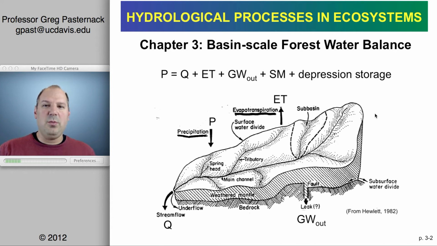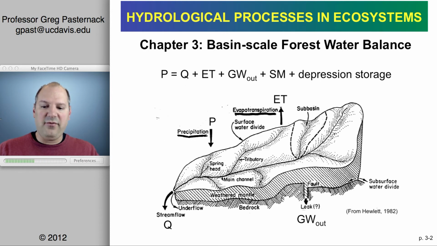This is the water balance, mass conservation. On input, we have precipitation given by the symbol P. That's all of the rain, snow, or other kinds of water moving from the atmosphere down to the ground. Then that is balanced by a combination of outflows, symbolized by Q plus ET, and then also GW out. And then there are also storage components, which can be plus or minus potentially, but SM, which is soil moisture, and then depression storage.